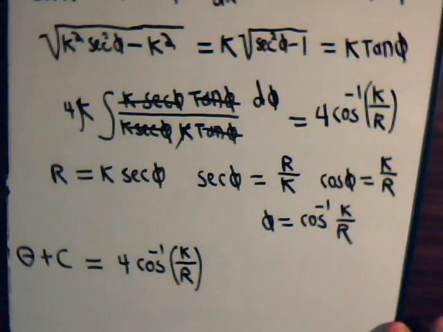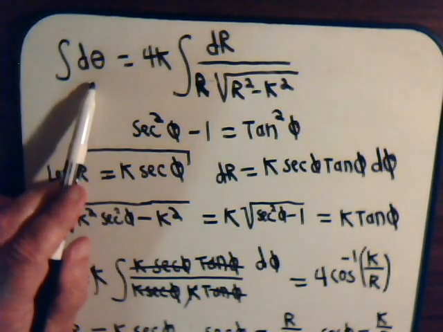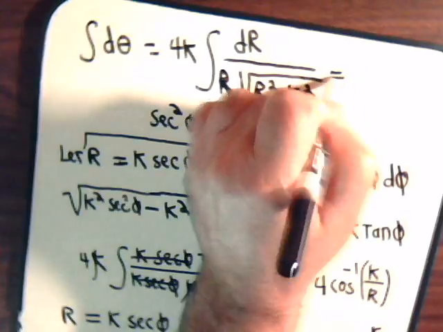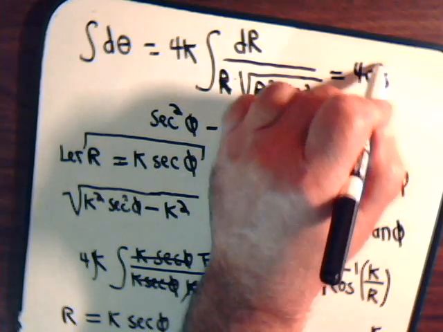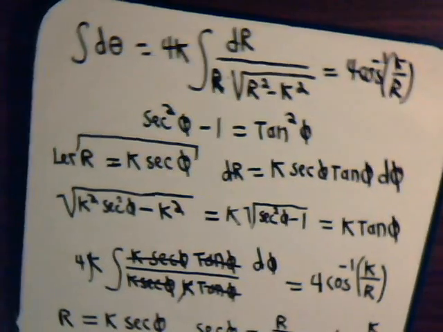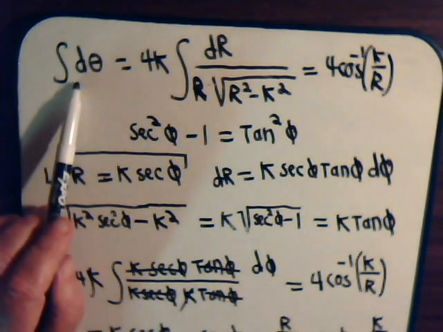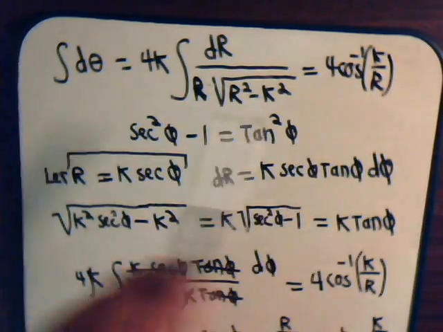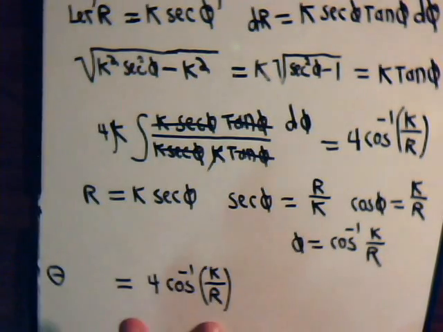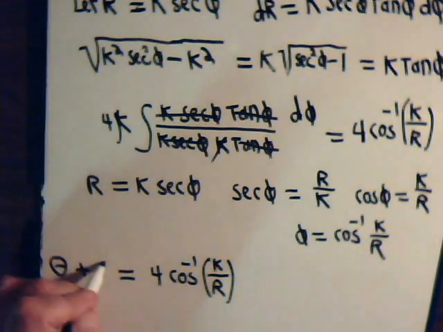Okay, remember how it was. We had this, that's just going to be theta, and this is equal to 4 inverse cosine of k over r, plus an arbitrary constant of integration, but we'll take care of that in a second. So the integral of d theta is this, so theta equals this. Then on each side we have an arbitrary constant of integration. We'll combine those into one.